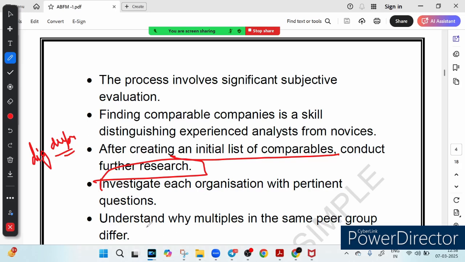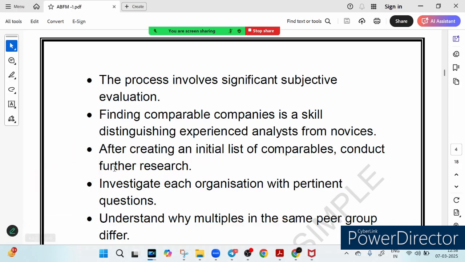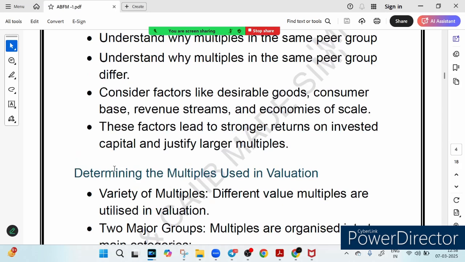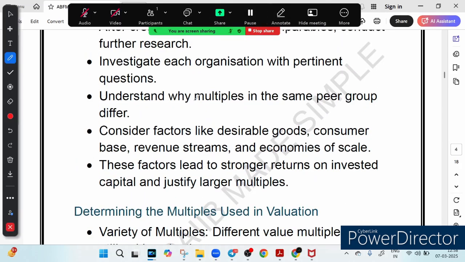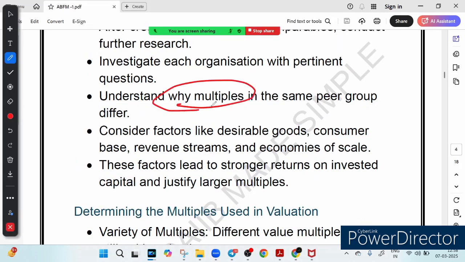And step number 5, understanding the differences. Even within the same industry, companies may have different valuation multiples due to factors like economies of scale, brand strength and financial health. So you should understand why multiples in the same peer group are different. Just like you would not compare an economy car to a luxury sports car, a business should only be compared to a truly similar one, right? So finding the right matches is the key to accurate valuation.